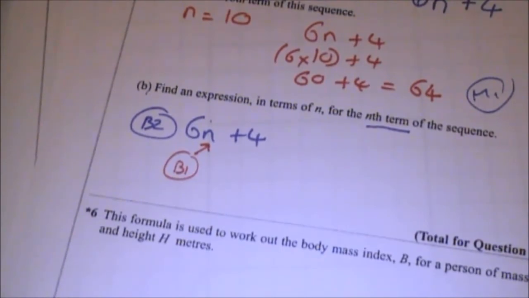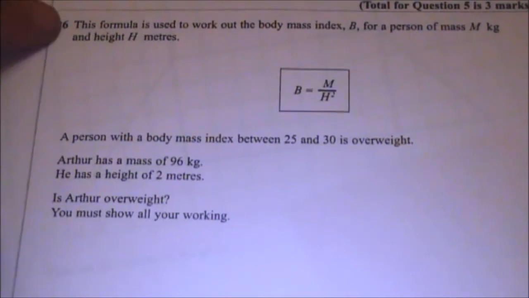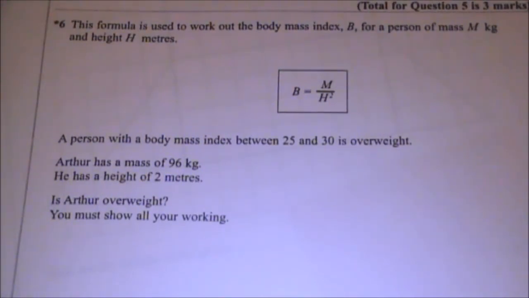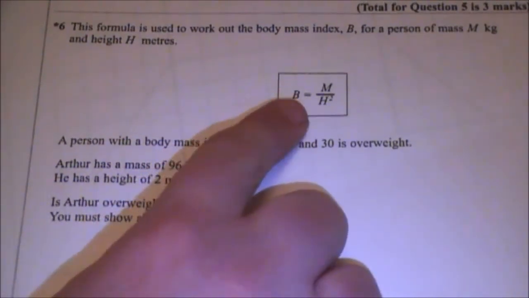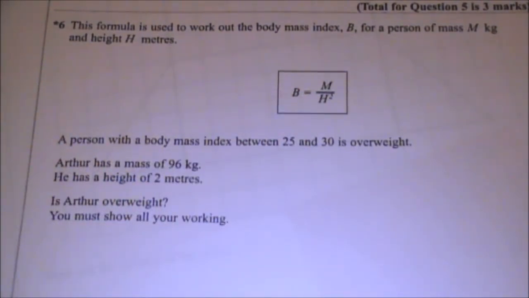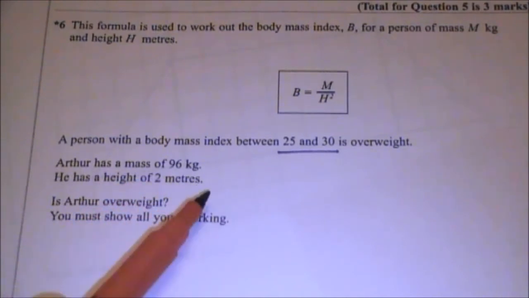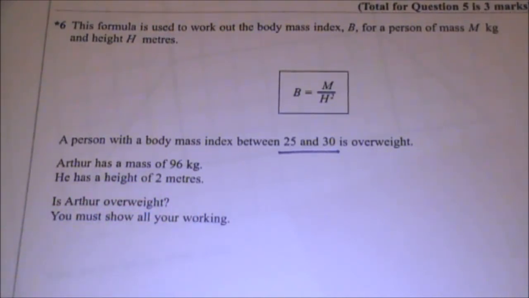Question 6 is about the application of a formula, and the fact it's got a star next to it means that they want you to do a write-up at the end. This formula is used to work out the body mass index, B, for a person of mass, m, kilograms, and height, h, meters. And there it is, B equals m over h squared. A person with a body mass index between 25 and 30 is overweight. Arthur has a mass of 96 kilograms, a height of 2 meters. Is he overweight? Show all your workings.